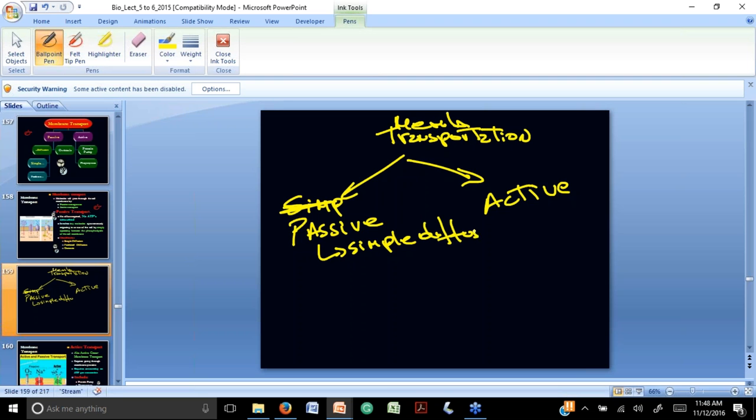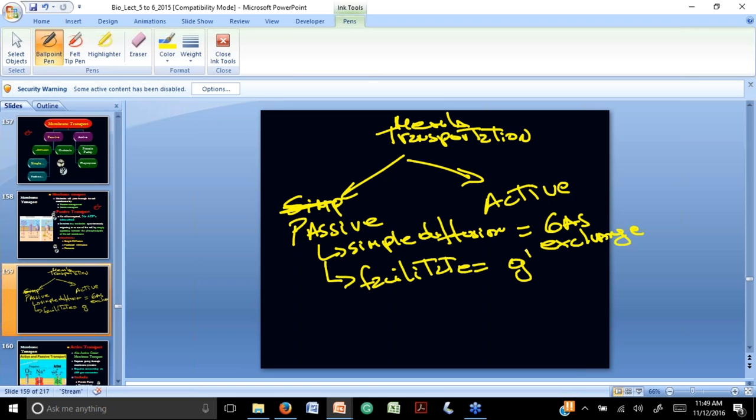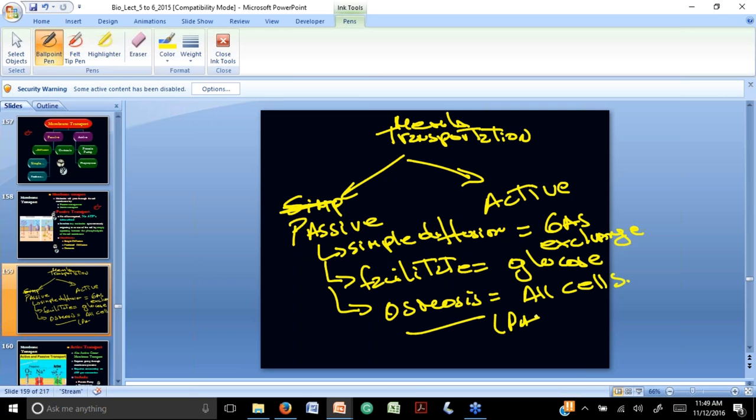And I do this because I want you to remember what the simple diffusion is. Gas exchange. We have the facilitated diffusion. Who is that? Glucose. We have the osmosis. Who is that? All cells, especially the transport. So osmosis is the passage of water through the membrane, right? And in order to dilute it, remember we have isotonic, hypotonic, and hypertonic, right?